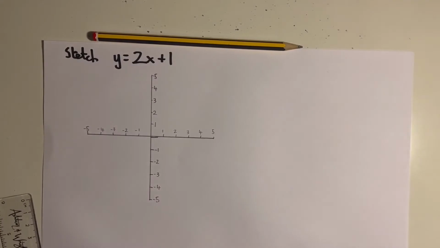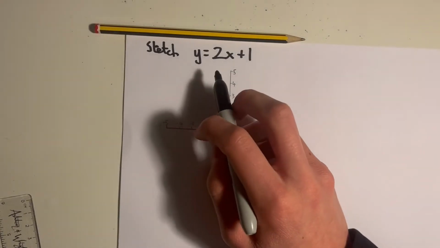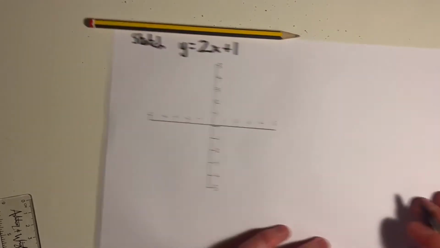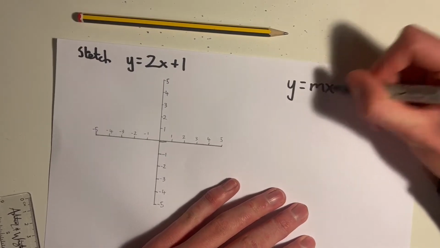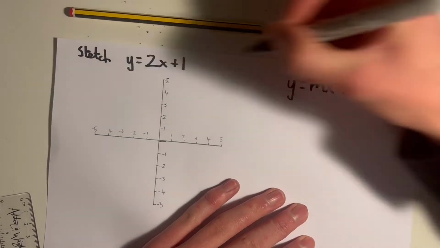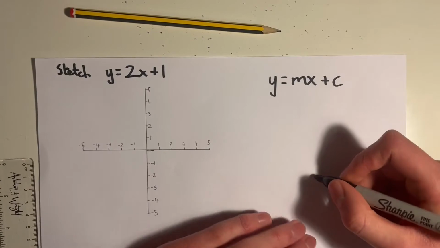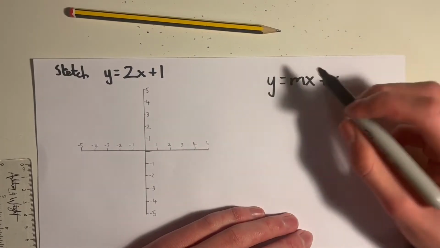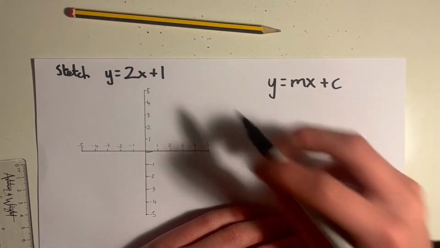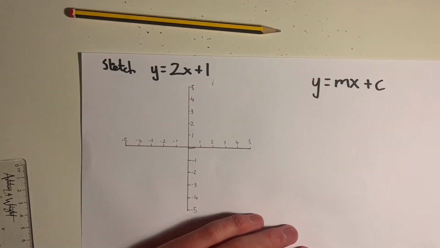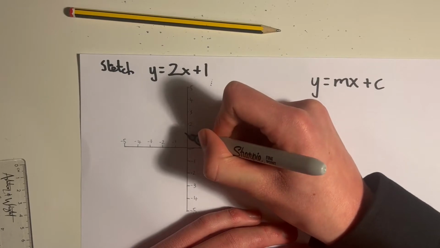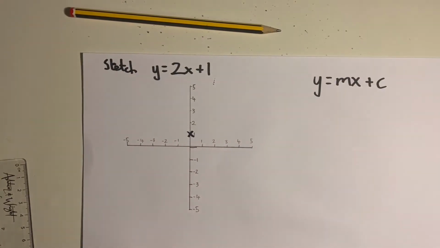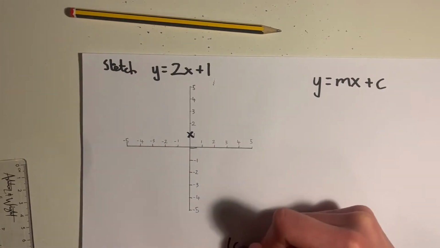Okay, so here's an example to show you how to sketch straight line graphs. We've got the equation y equals 2x plus 1. Now, using our knowledge that y equals mx plus c, we know that 2 here must be m, so 2 is the gradient. And we also know that 1 is the c, so the y-intercept must be 1. So straight away, if the y-intercept is 1, on the y-axis we can put a point there at the coordinates 0, 1.